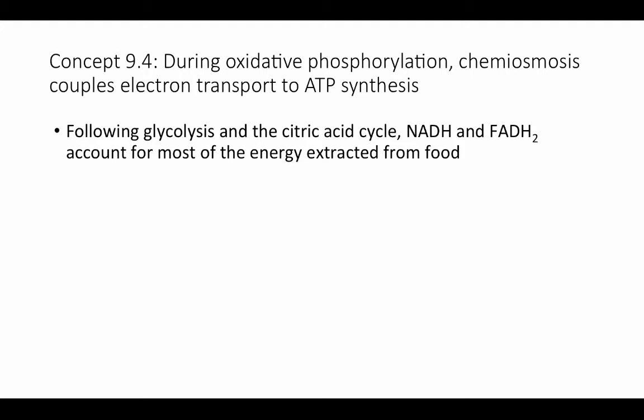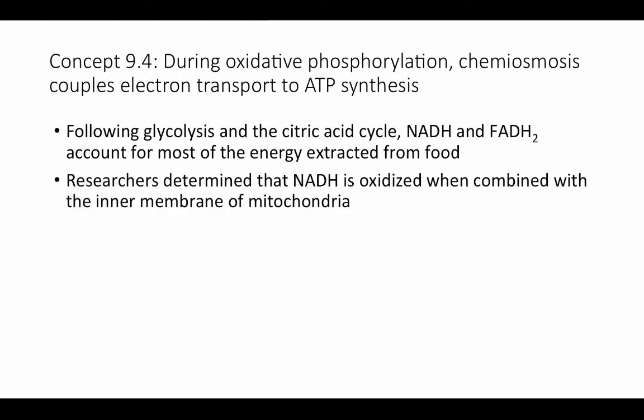During oxidative phosphorylation, a process called chemiosmosis is going to couple electron transport to ATP synthesis. So the transferring of electrons is not going to synthesize ATP directly. These 2 processes have to be coupled in some way to be able to harness that energy so that it's not just dissipated as heat. Following glycolysis and the citric acid cycle, NADH and FADH2 account for most of that energy that's been extracted from food. It's just been transferred to these 2 carrier molecules.